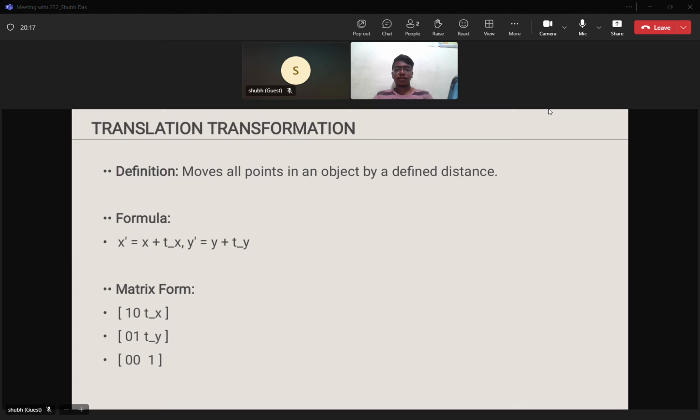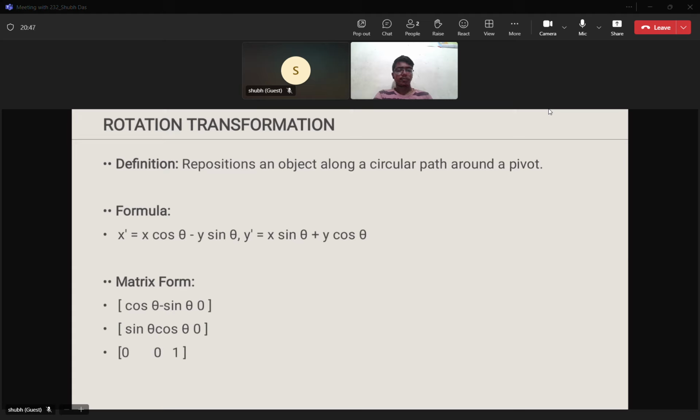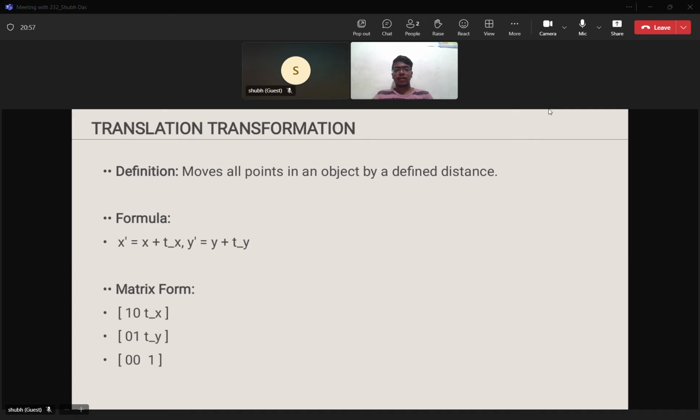Here tx and ty are the distances that we want to move along the x and y axis respectively. In matrix form we can represent it using a transformation matrix that is 3 by 3, where the diagonal elements are 1 and the upper triangle elements are tx and ty, on the x and y axis respectively. For example, think of a car moving on a road horizontally or vertically; translation allows us to simulate that movement accurately.